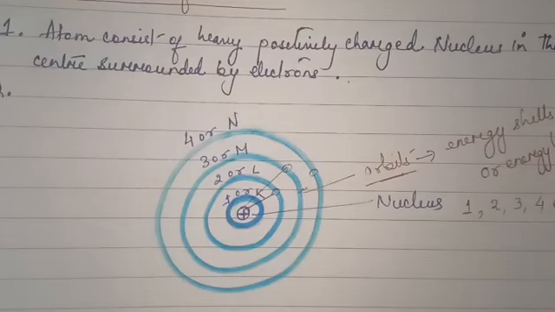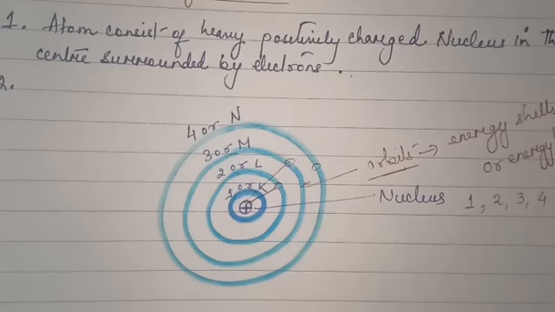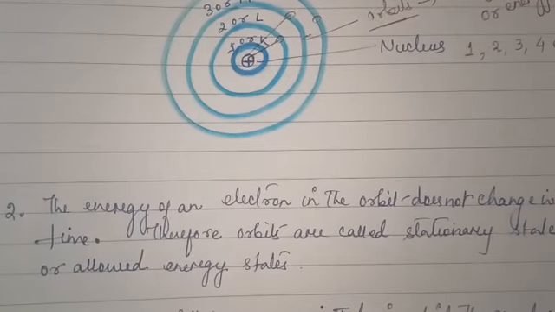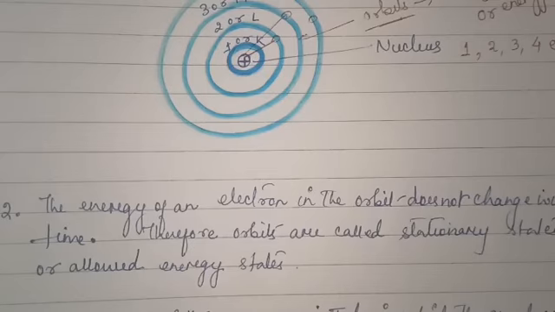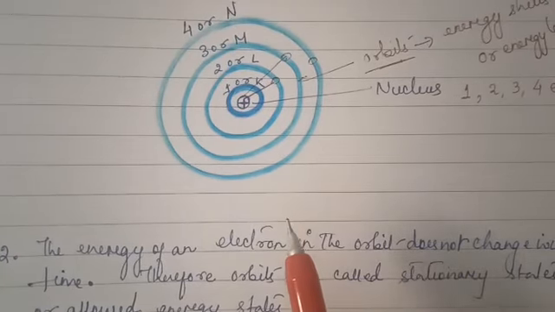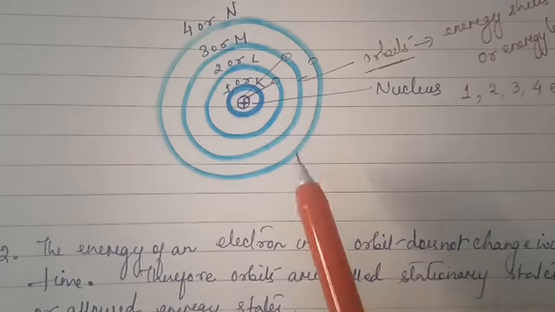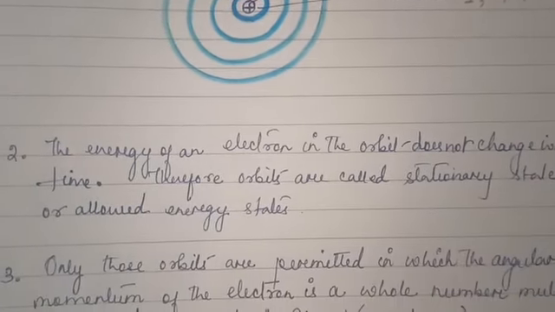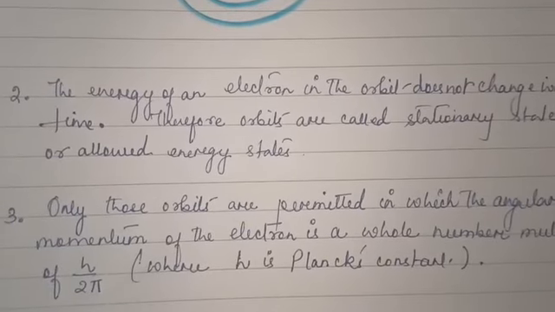The next thing to remember in Bohr's model, the second postulate, says that the energy of an electron in the orbit does not change with time. Therefore, orbits are called stationary states or allowed energy states. What does it mean? It means that the energy of these orbits does not change with time. It remains fixed.